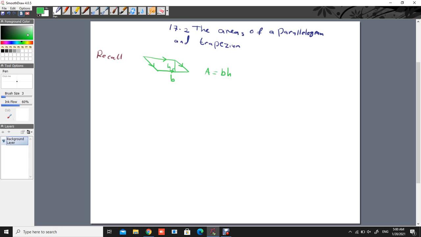Now for trapezium, this is trapezium, it just has one pair of parallel lines. Let's say the length of this side is A, the length of this side is B, and this is the height. So here the area equals half times, add these two bases, A plus B, times the height.